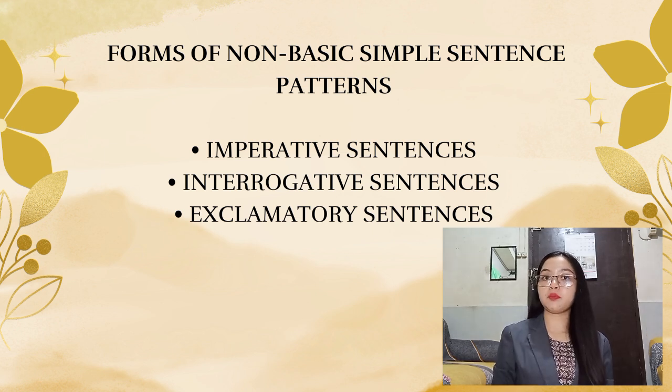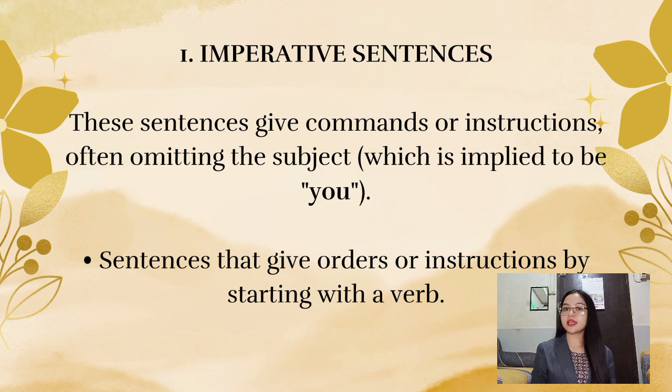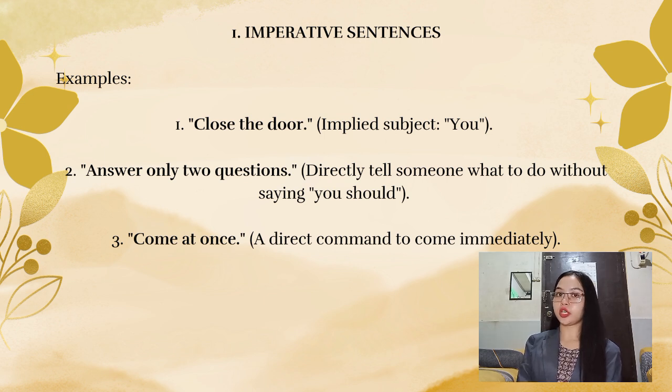First, let's define what imperative sentences are. Imperative sentences give commands, requests, or instructions. The key characteristic is that the subject, the person being addressed, is implied, not explicitly stated. It's usually you, but it's understood rather than written. First instance is close the door. So it has an implied subject, which is you. Second is answer only two questions. It directly tells someone what to do without saying you should. Third is come at once, a direct command to come immediately.